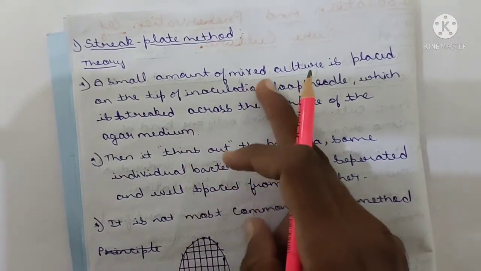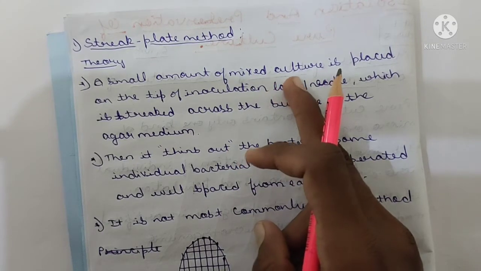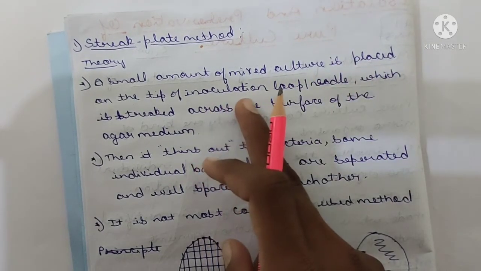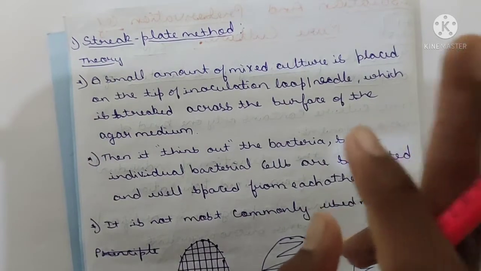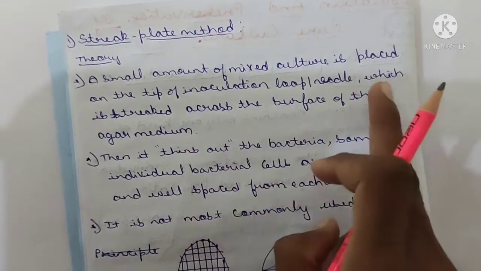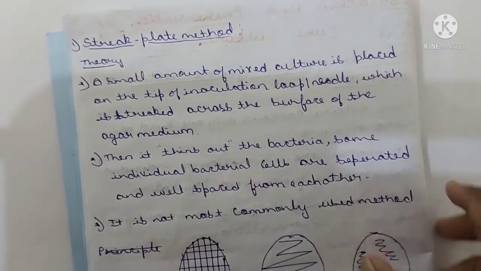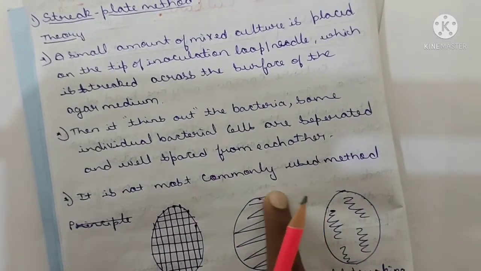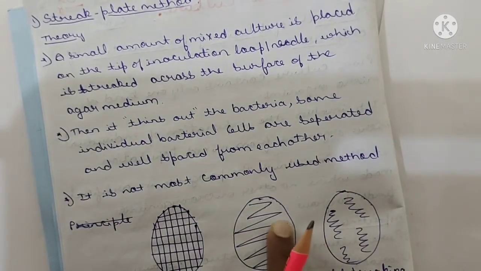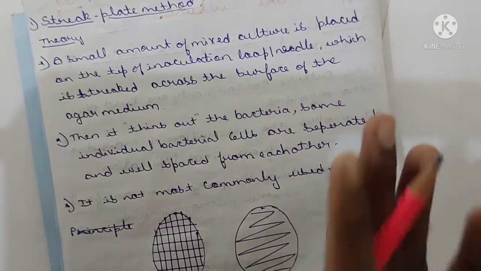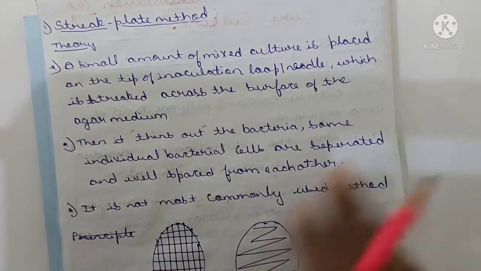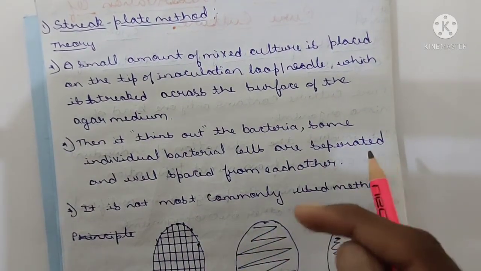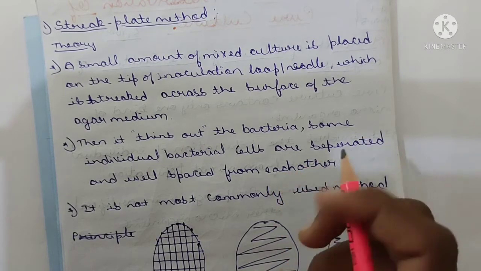A small amount of mixed culture is placed on the tip of the inoculation loop or needle, which is streaked across the surface of the agar medium. See here, my dear brothers and sisters, what is this? This is one agar medium dish, a Petri dish plate. Here what we are doing: a small amount of mixed culture is placed on the tip of the inoculation loop.